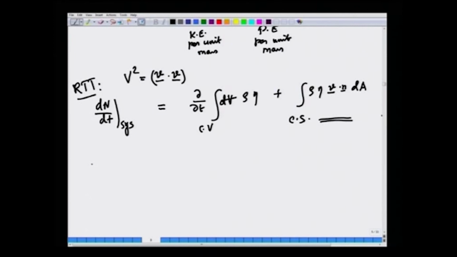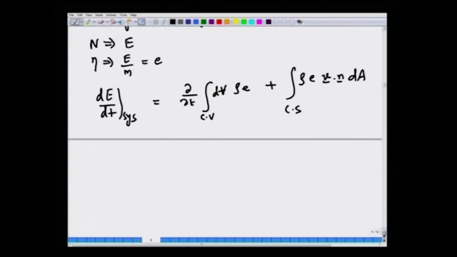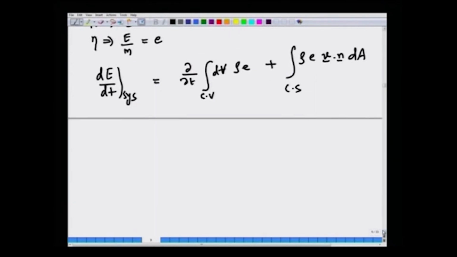So, now we are going to say capital N is nothing but capital E and eta is E by mass, which is small e. So, the rate of change of energy of the system as written in terms of the variables relevant to a control volume is the integral of rho e dV, the local rate of change present in the control volume, plus the flux term, rho e (V dot dA). Okay. This is something that we have seen frequently before for mass conservation and momentum balance. So, it is the same here.